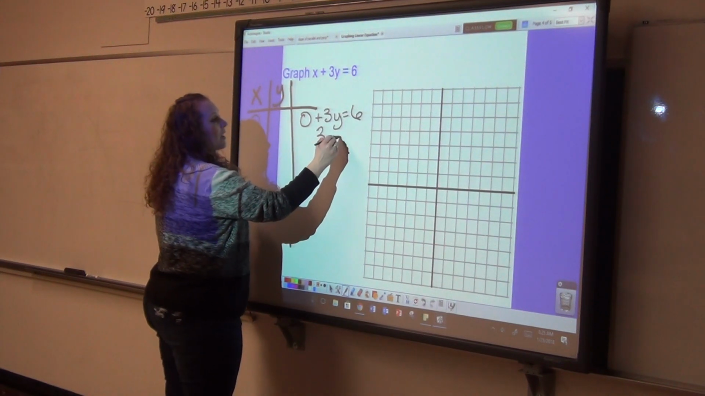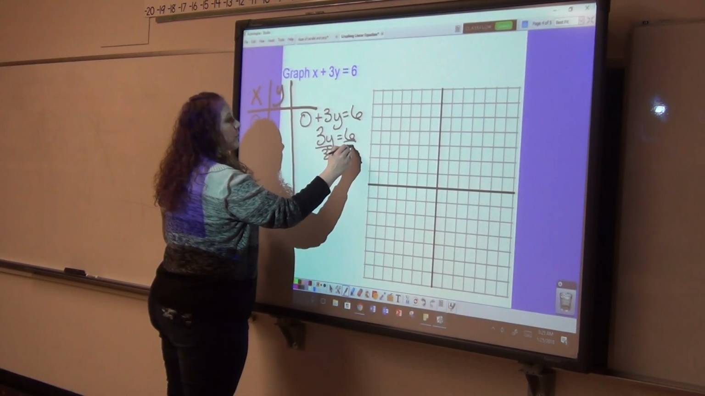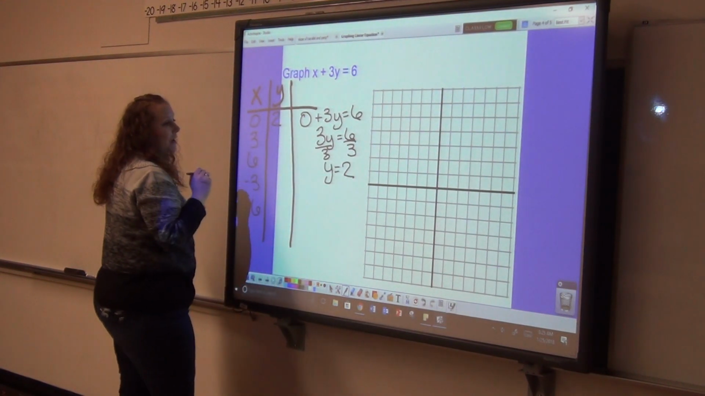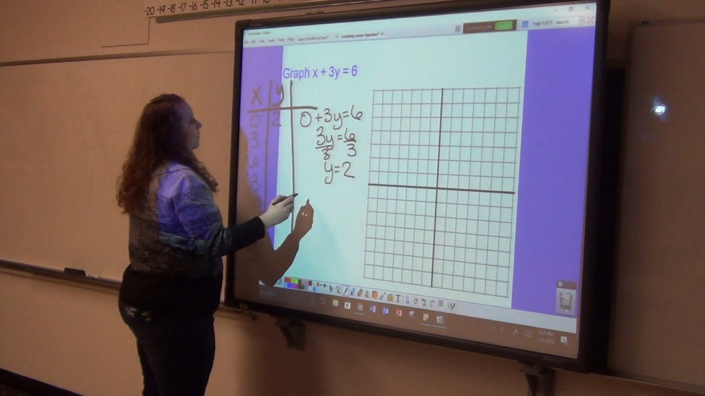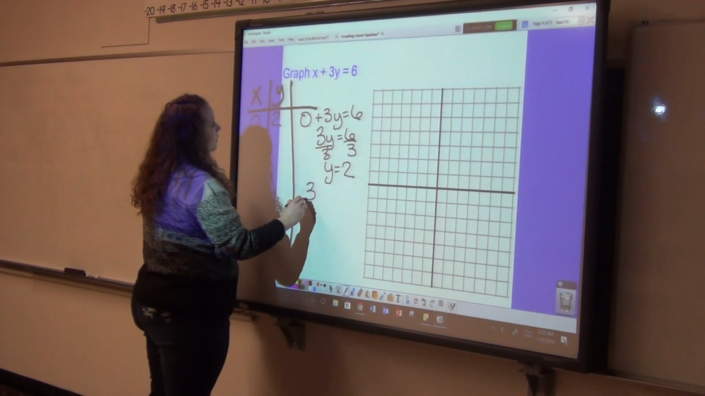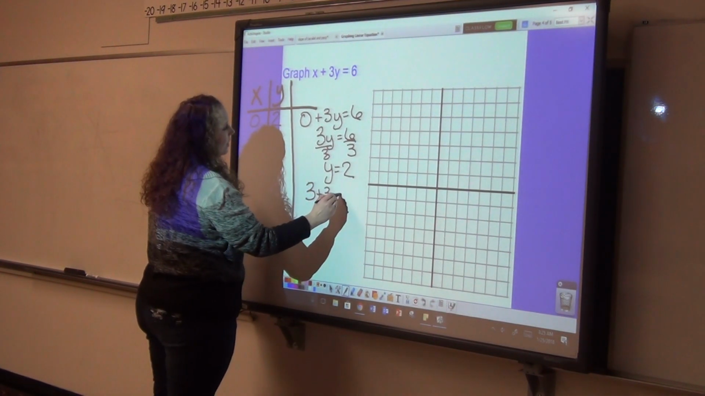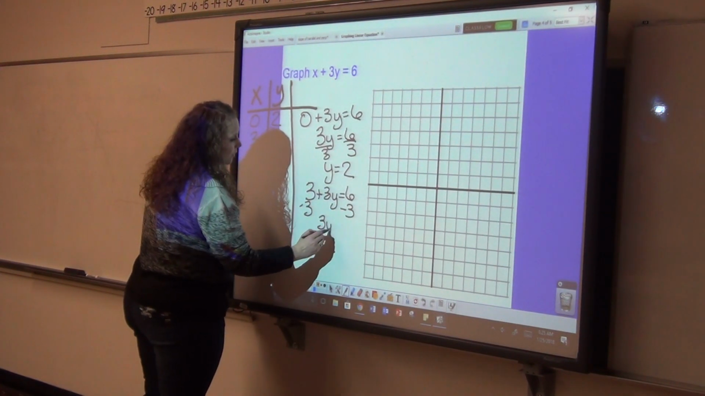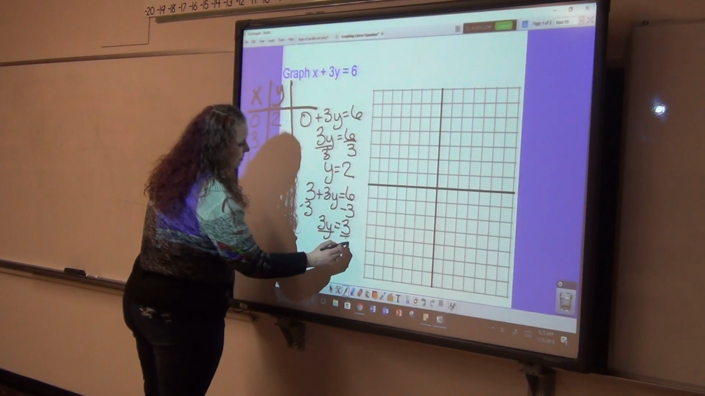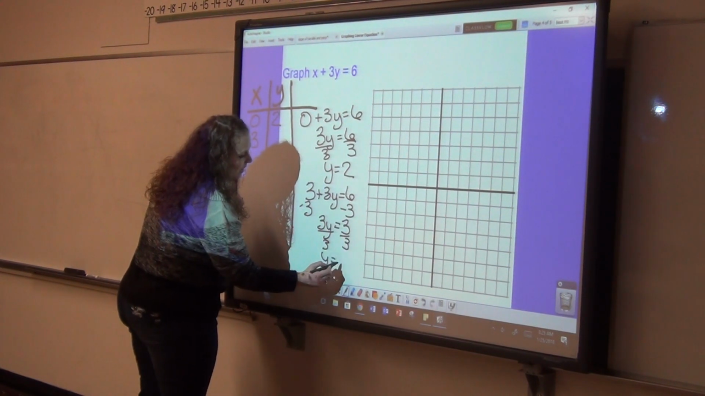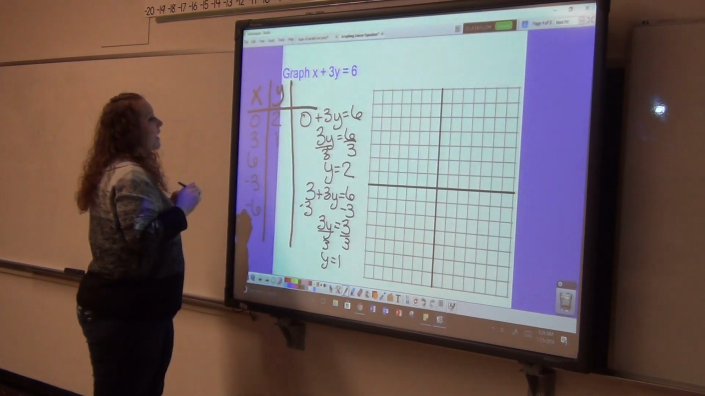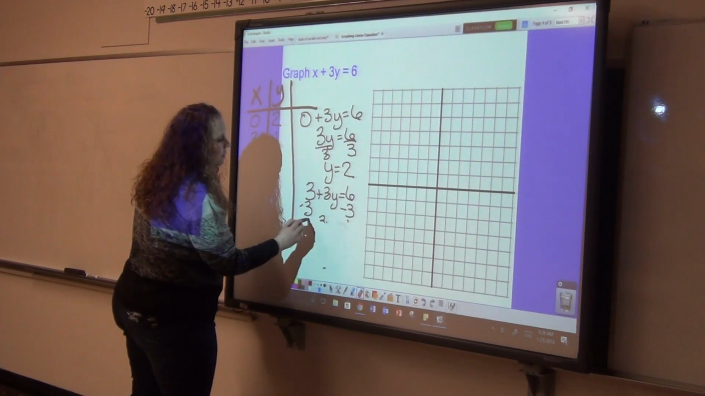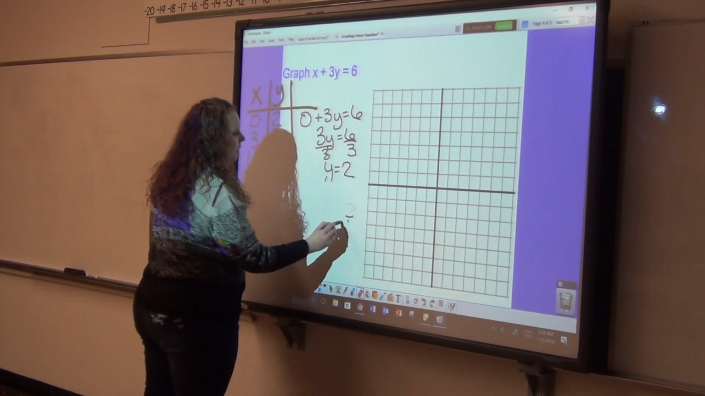So when I plug 0 in for x, I get 0 plus 3y equals 6. So we have 3y equals 6. We divide by 3 on both sides, and we get y equals 2. So when x is 0, y equals 2. When we have 3 for x, we have 3 plus 3y equals 6. We subtract 3 on each side, and we get 3y equals 3. Divide by 3, and we get y equals 1. So when x equals 3, y equals 1. I'm going to have to erase here to have room to solve for the other x's.